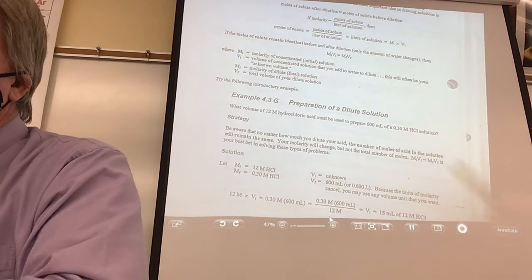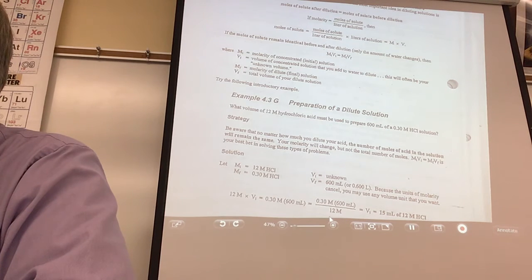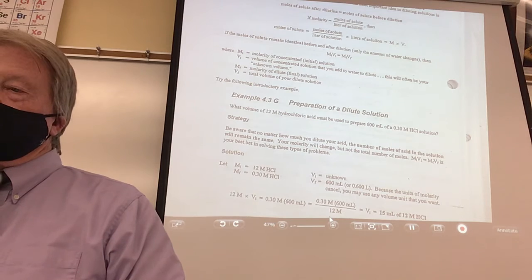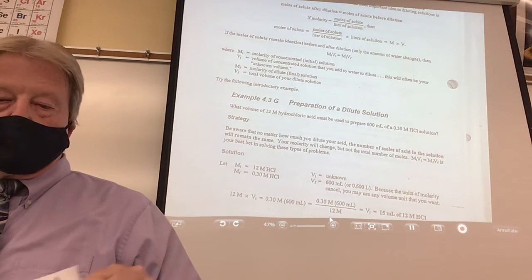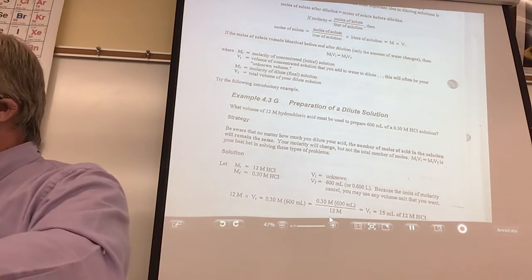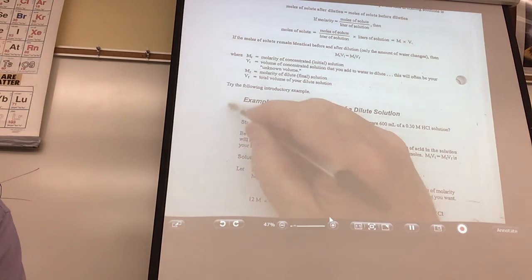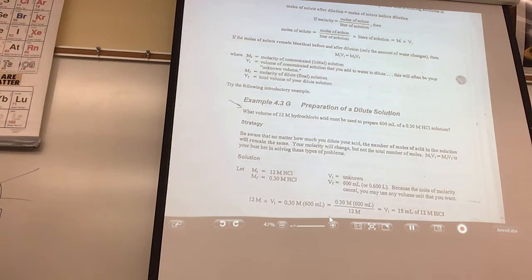Let's do a dilution problem, and here it is right here. What volume of 12 molar hydrochloric acid must be used to prepare 600 milliliters of 0.3 molar HCl? Let's try that. It's actually in the study guide. So study guide on page 88, or you can just look up here, okay? What volume of 12 molar hydrochloric acid must be used to prepare 600 milliliters of 0.3 molar HCl?